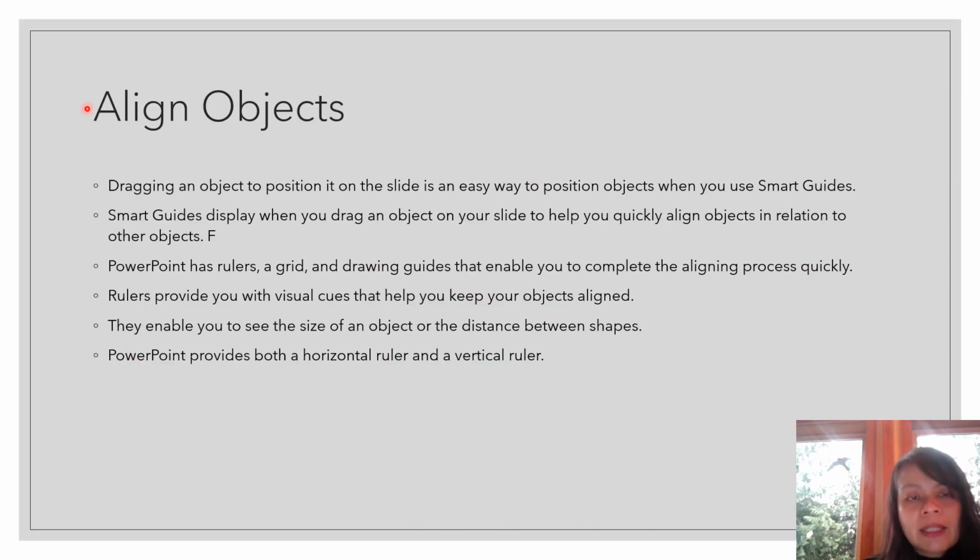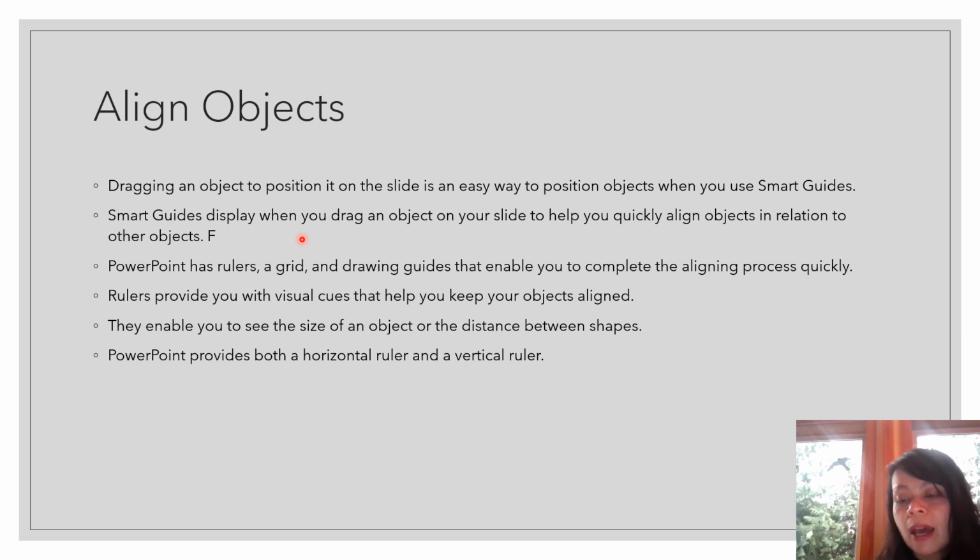And finally, let's talk about aligning objects. Dragging an object to position it on the slide is a very easy way to position objects when you use the Smart Guides. The Smart Guides display when you drag an object on your slide to quickly align objects. So if you have one rectangle and then you create another rectangle and you move it around, you'll see that a guide starts like a line.